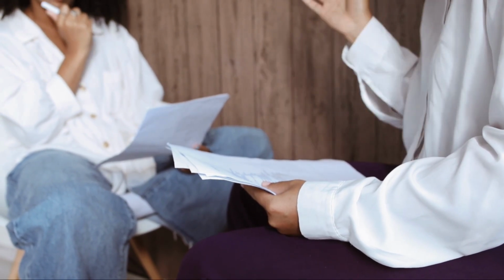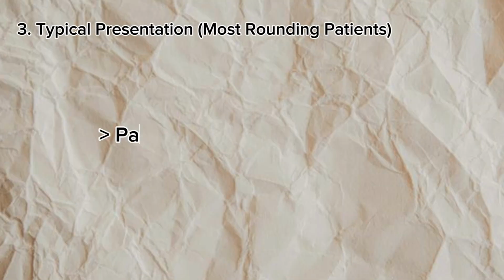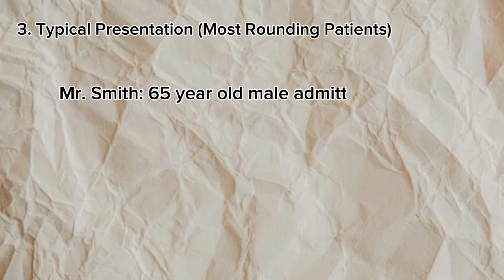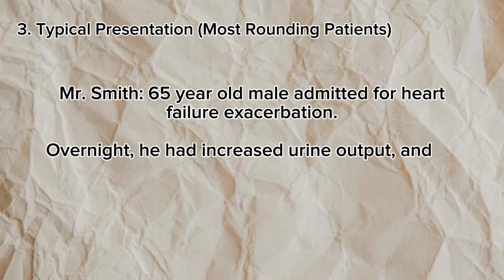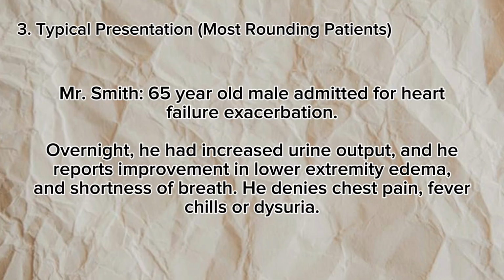The next type of presentation is for most rounding patients. These are patients with just a few moving parts, but who are not brand new. Here's an example. Mr. Smith is a 65-year-old male admitted for heart failure exacerbation. Overnight, he had increased urinary output. He reports improvement in his lower extremity edema and improvement in his shortness of breath. He denies chest pain, fever, chills, and dysuria.